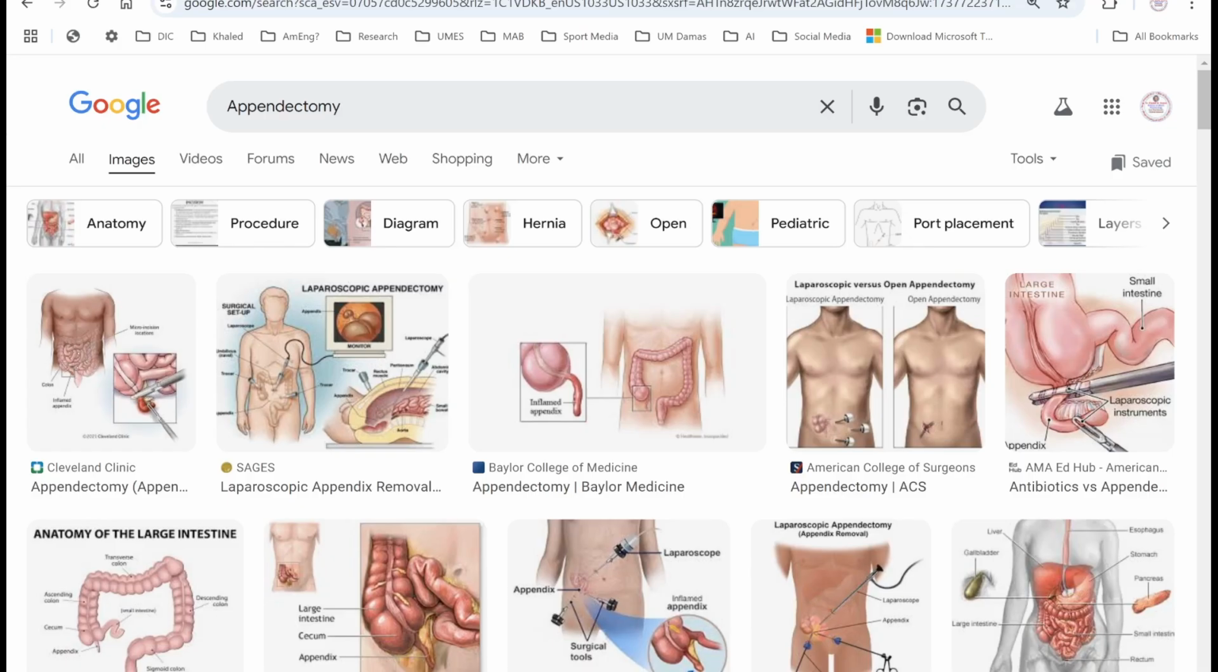Okay, through Google Images, when you type appendectomy, they show us images, and you can see the appendix at the last part of the colon, and the surgical removal of the appendix. We have several images that show us the appendectomy, which means removal of the appendix.